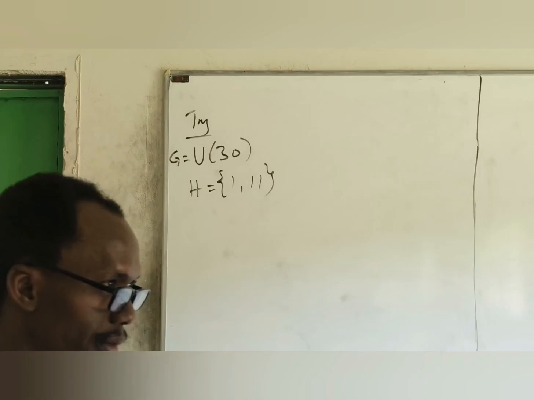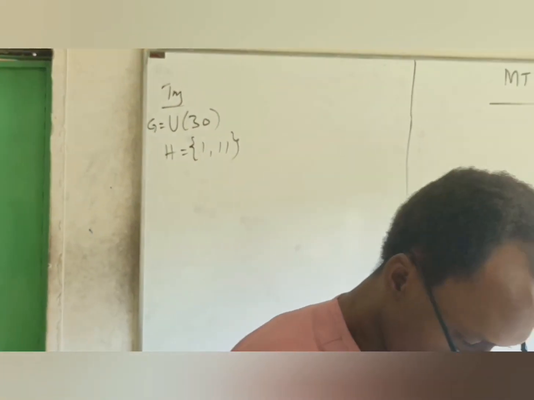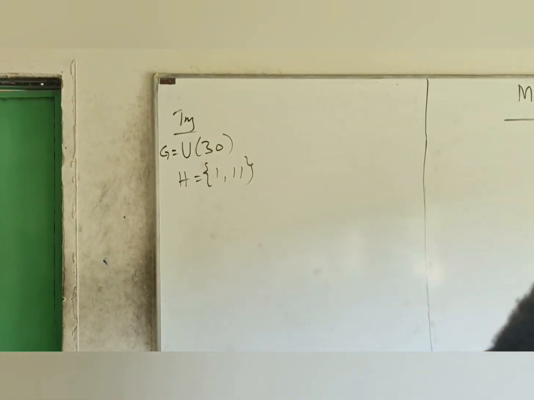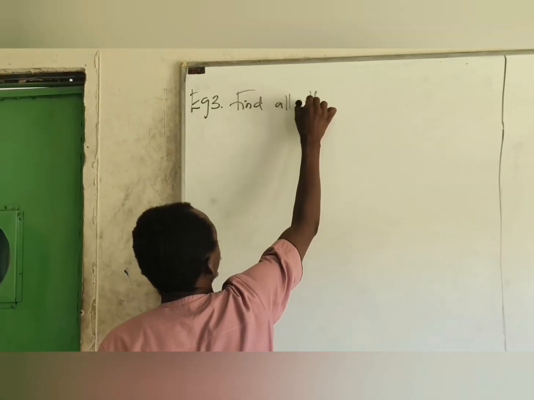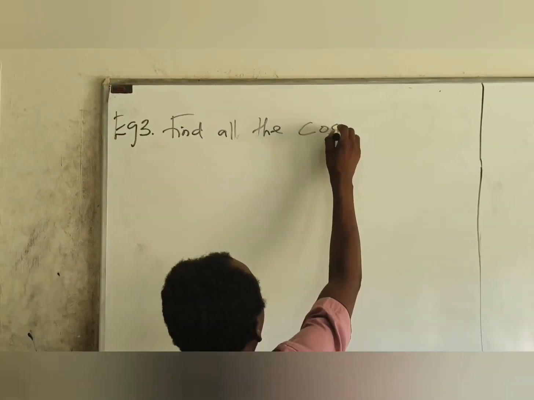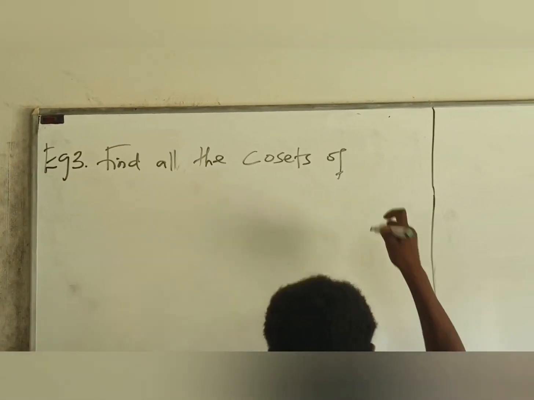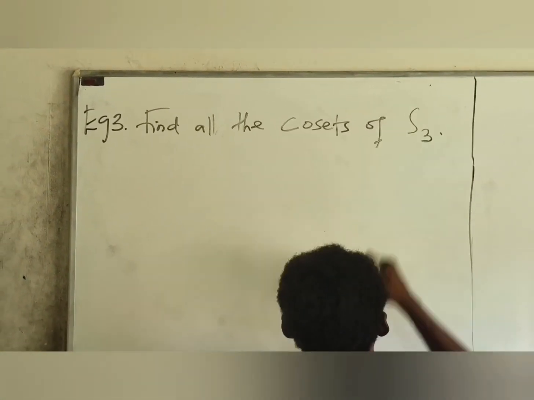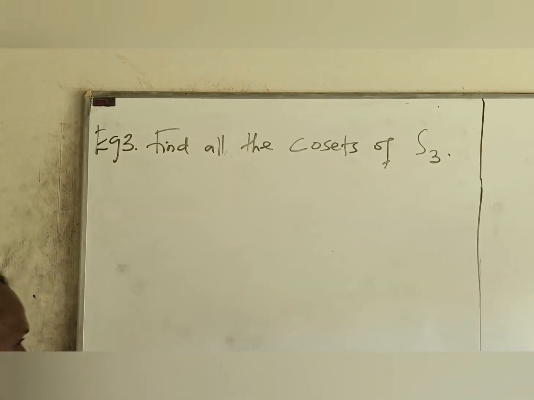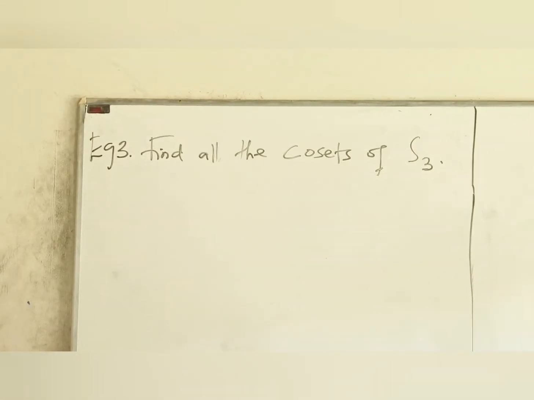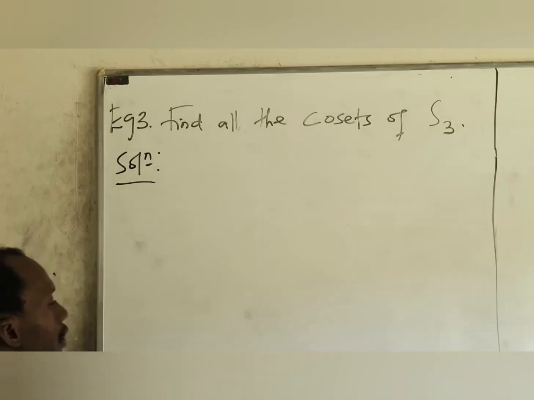Find all the right cosets of this group. Somebody come to the board and work it. So let's find the cosets of S3. Find all the cosets. So you can indicate right coset. The other one, left coset, is the same thing. We're going to find all the cosets of S3.